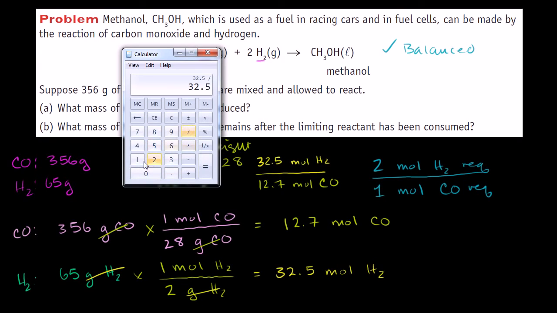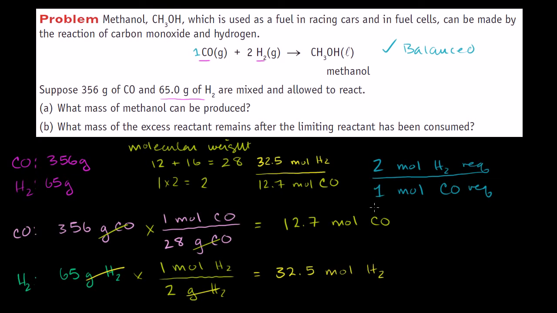32.5 divided by 12.7. Let me do it with the keyboard, these buttons are a pain. 32.5 divided by 12.7. That's a lot better. It's 2.56.